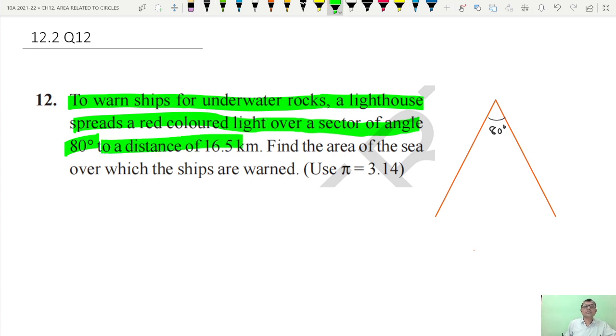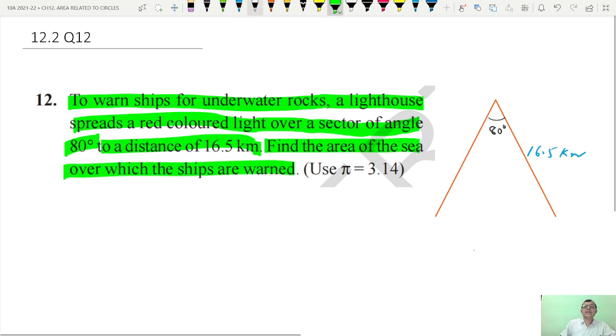To a distance of 16.5 kilometer. The distance is how much? 16.5 kilometer. Okay. Find the area of the sea over which the ships are warned.